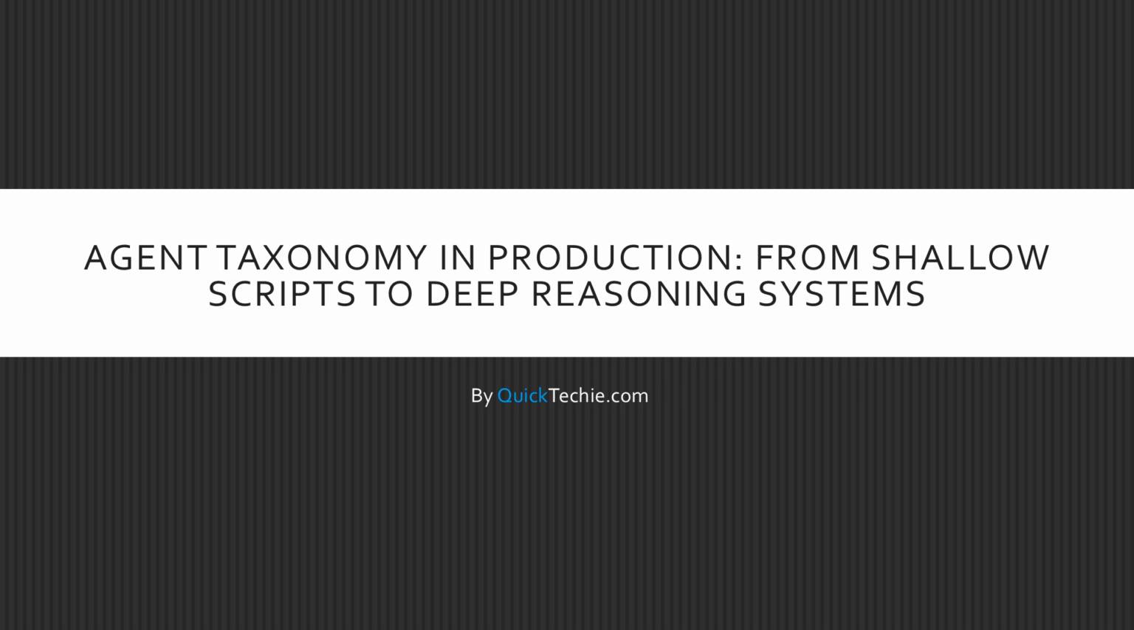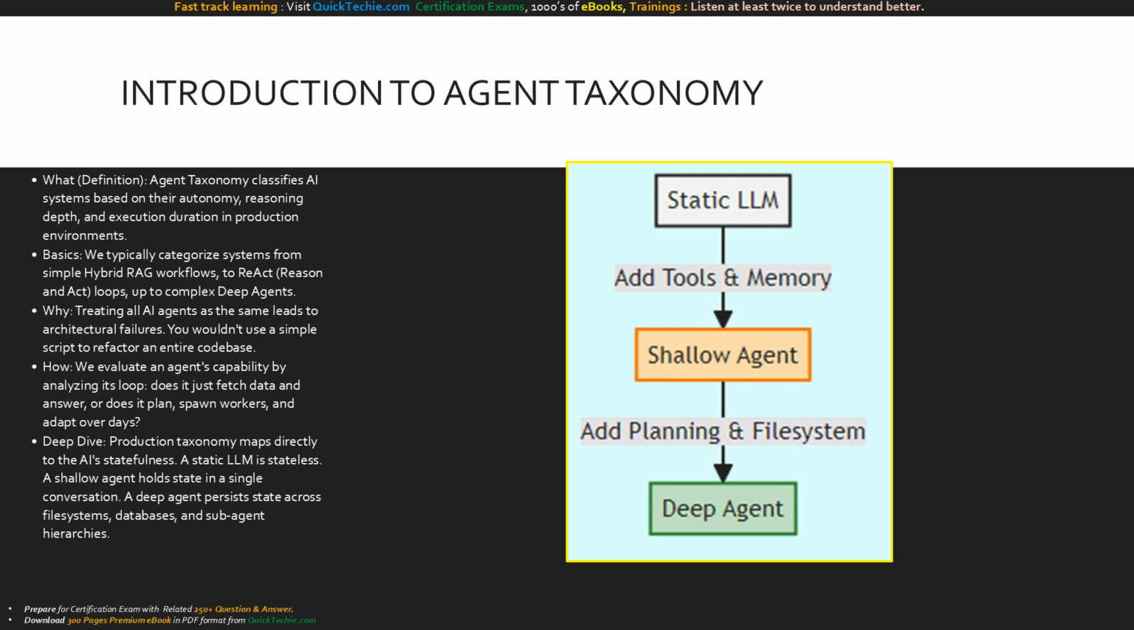Let's get started. To architect AI successfully, we first need a shared language. What is agent taxonomy? It is a classification framework that categorizes AI systems based on their reasoning depth and autonomy. The basics move from simple prompted LLMs to hybrid RAG, then to shallow ReAct loops, and finally to deep agents. Why does this matter? Because treating a simple chatbot the same way you treat an autonomous software engineer will lead to catastrophic design failures. How do we differentiate them?